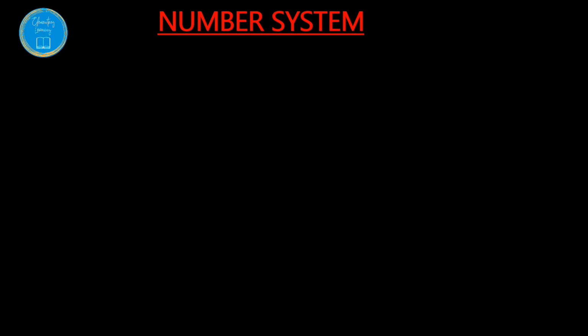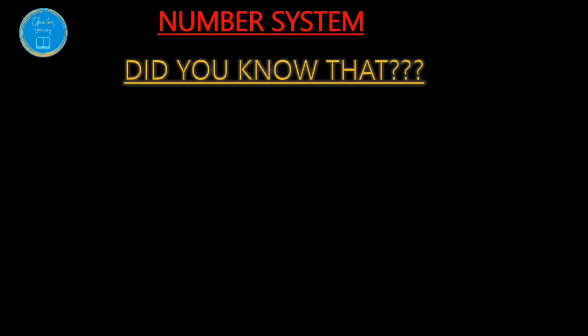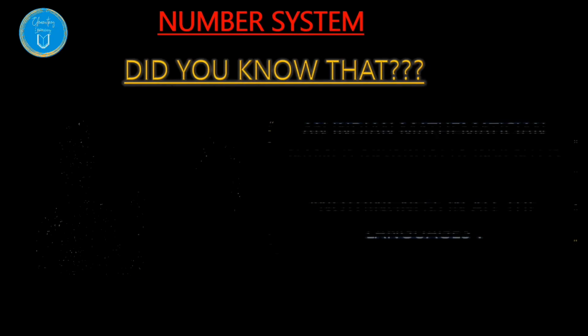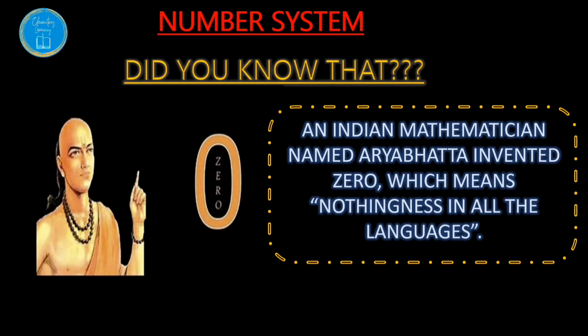From here, another question arose: what if someone has nothing? How will they represent nothingness? Then a Hindu mathematician named Aryabhata introduced the concept of zero, which means nothing. Through this digit, people were able to differentiate between 102, 12 and 120, which was not possible beforehand.